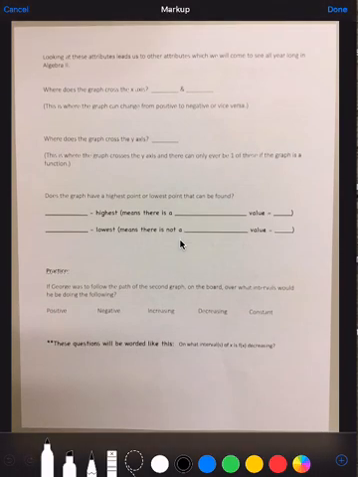So as you can see, if you look back to the first page, looking at these attributes leads us to other attributes which we will come to see all year long in Algebra 2. So the first thing that we're going to talk about a lot in Algebra 2 this year is, where does the graph cross the x-axis? And if you look at the graph, you see that it crosses it in two locations. So it crosses the x-axis when y equals 0. So if you check, when does y equal 0?